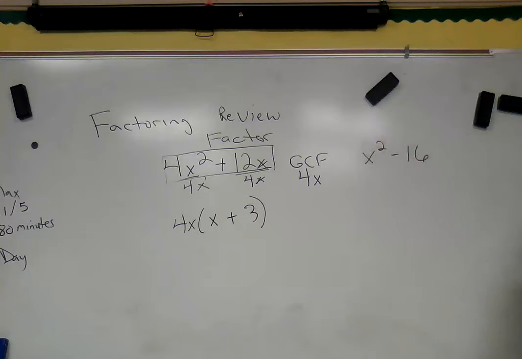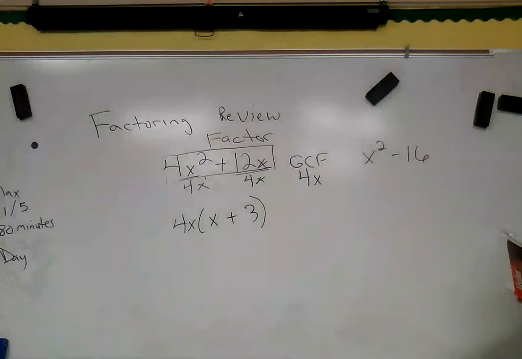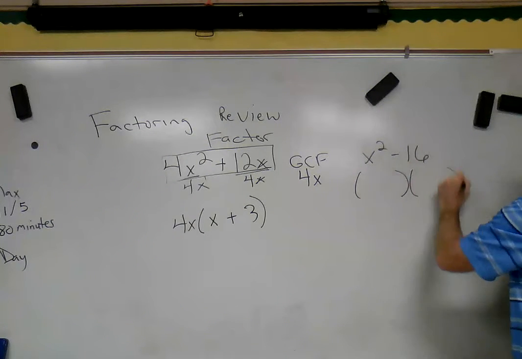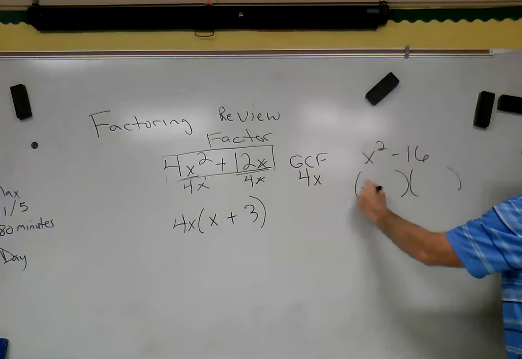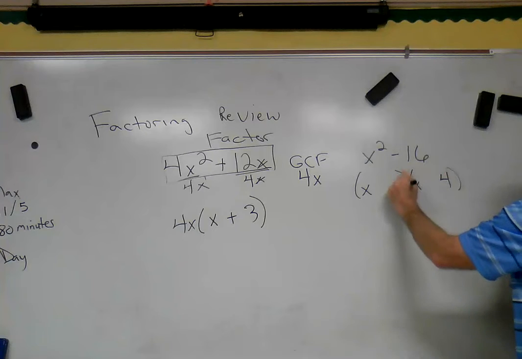We have x squared minus 16. Another word for subtraction is, the answer we get is called difference. This is a square, and this is a square, so this is the difference of 2 squares. Difference of 2 squares gives us 2 sets of parentheses. Square root of x squared is x and x. Square root of 16 is 4 and 4.